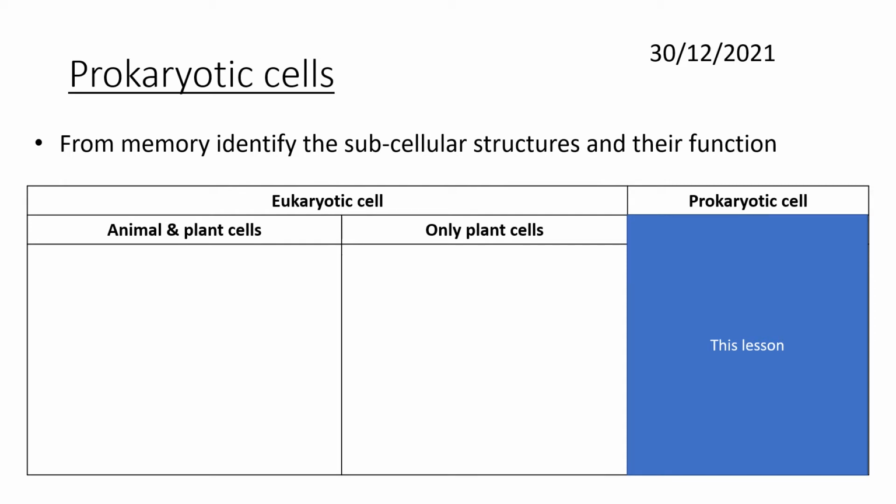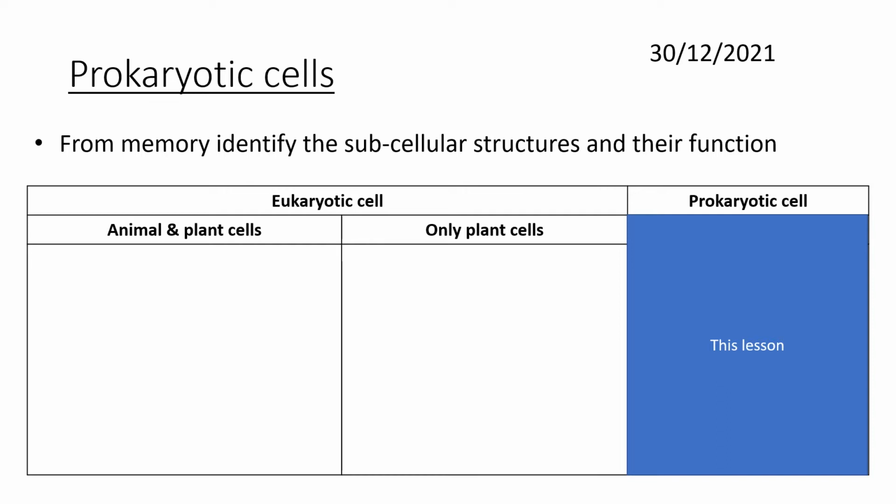It's asking for plant and animal cell structures in one column and the structures that are only found in plant cells in the other column, as well as their functions. Pause the presentation now, and when you're ready, you can restart the presentation and check your answers. Pause now.